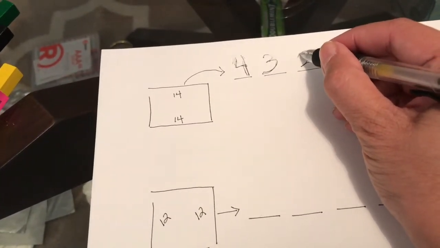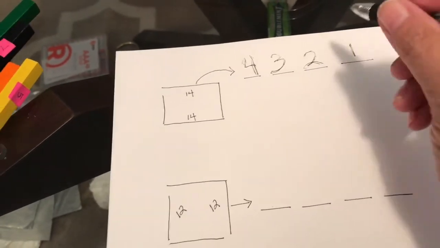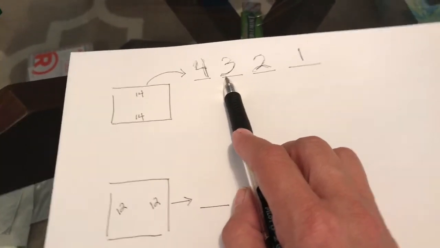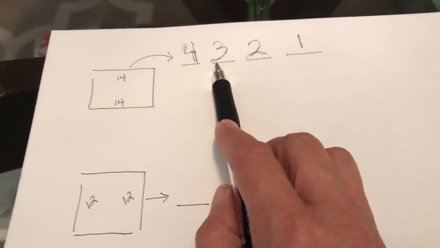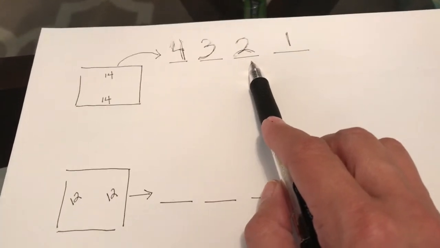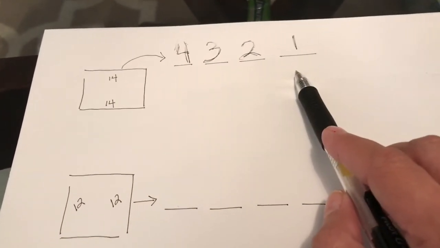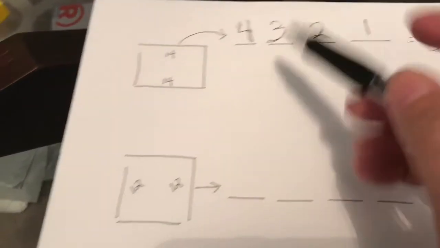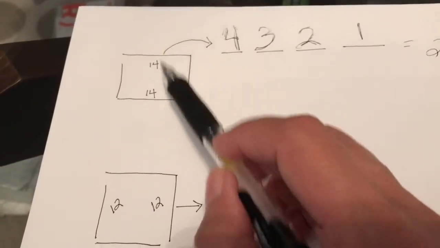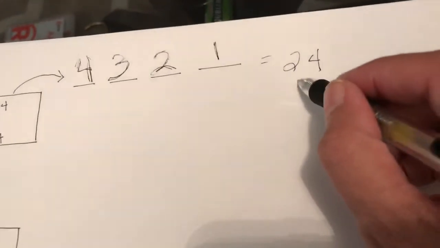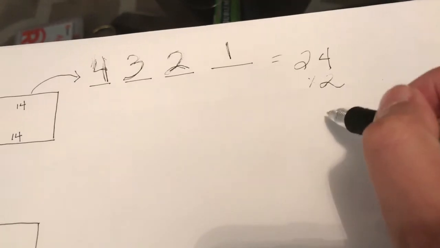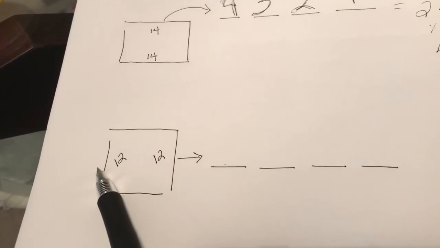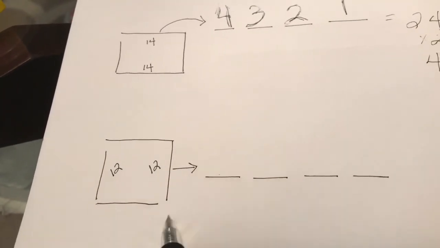And so when we're trying to calculate permutations, use 4 times 3, which is 12, and then 12 times 2, which is 24, and then 24 times 1. 24. Since we have a 14 there and a 14 there, that means 24 times 2, which is 48. And then we have basically 2 sides that we're solving for.